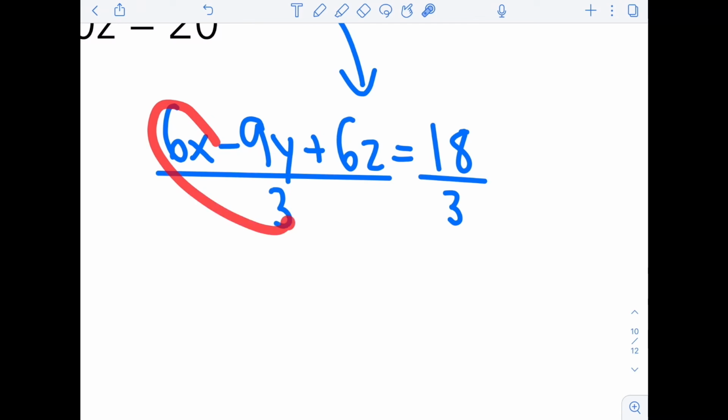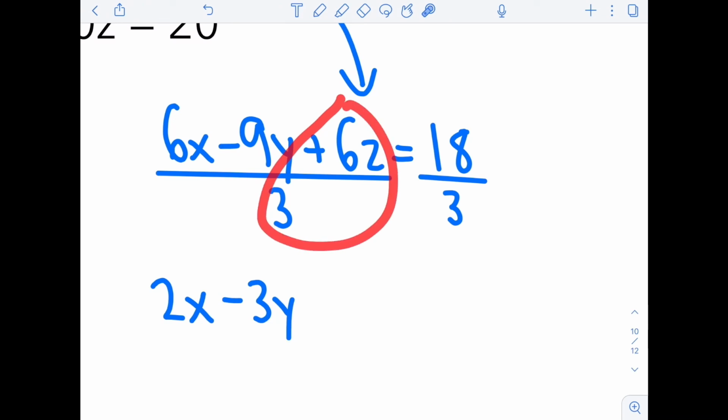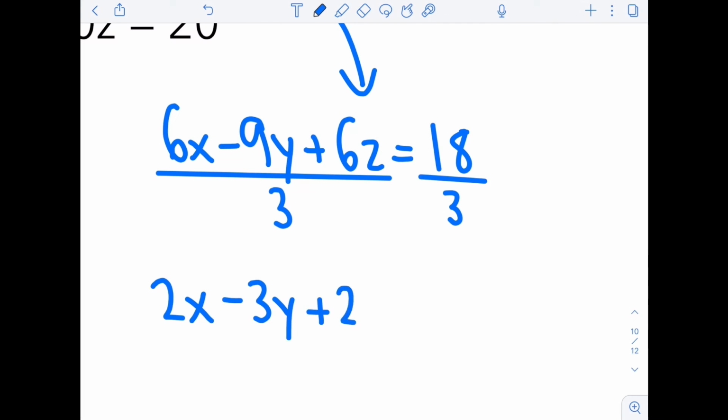So 6x over 3 is 2x. Negative 9y over 3 is negative 3y. And 6z over 3 is 2z. And 18 over 3 is 6.